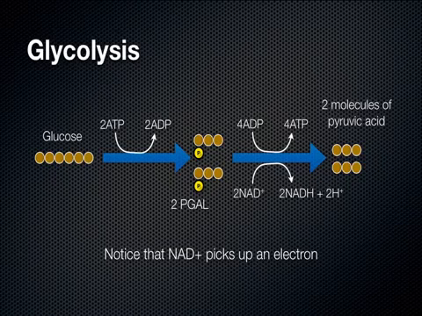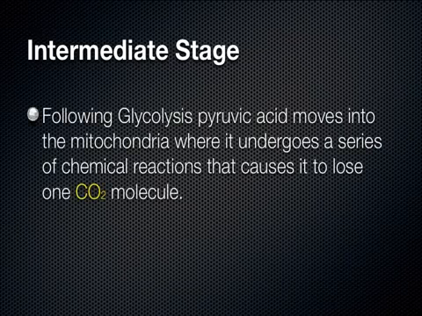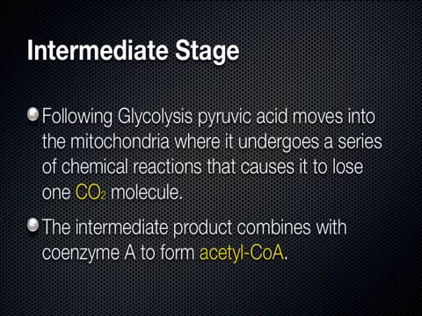Okay, so from glycolysis, what do we go to next? Citric acid cycle. But before we get there, we got to do something else. There's an intermediate stage. And in this intermediate stage, following glycolysis, pyruvic acid moves into the mitochondria. And in the mitochondria, it undergoes a series of chemical reactions that causes it to lose one CO2 molecule. So it's losing carbon dioxide. Where does that carbon dioxide go? Into the plants. Okay, so it goes to plants, and it's used in the light-independent reaction. That is correct. But here's the important part. The intermediate product combines with coenzyme A to make acetyl-CoA.